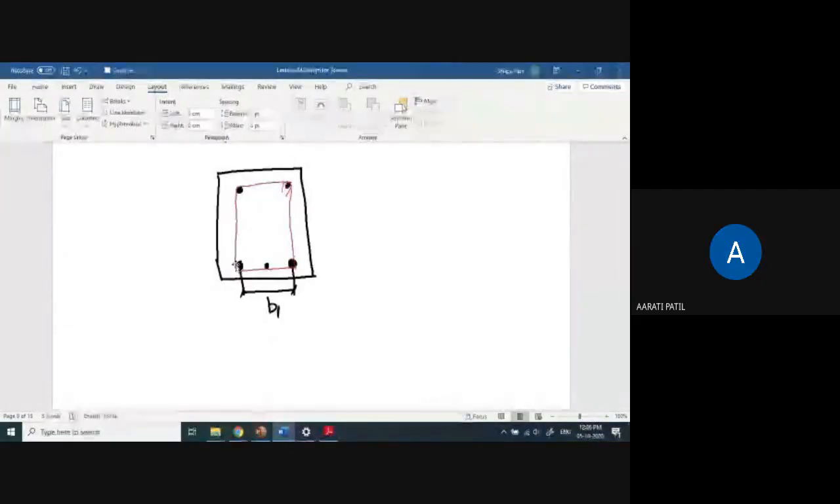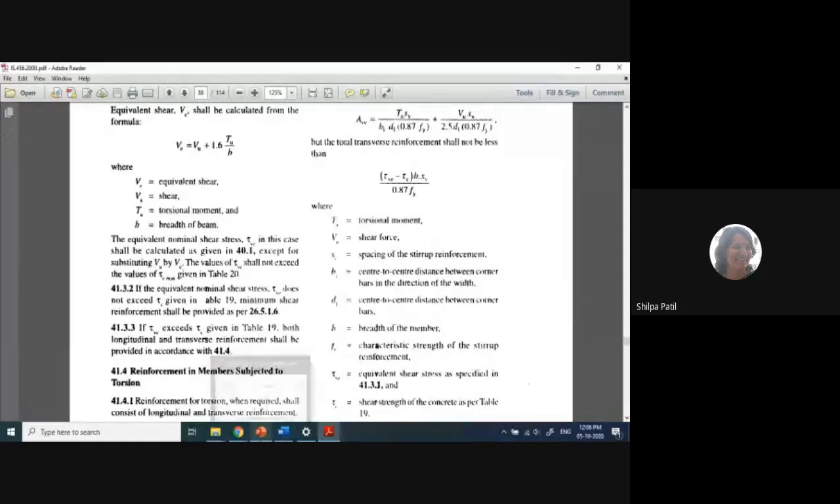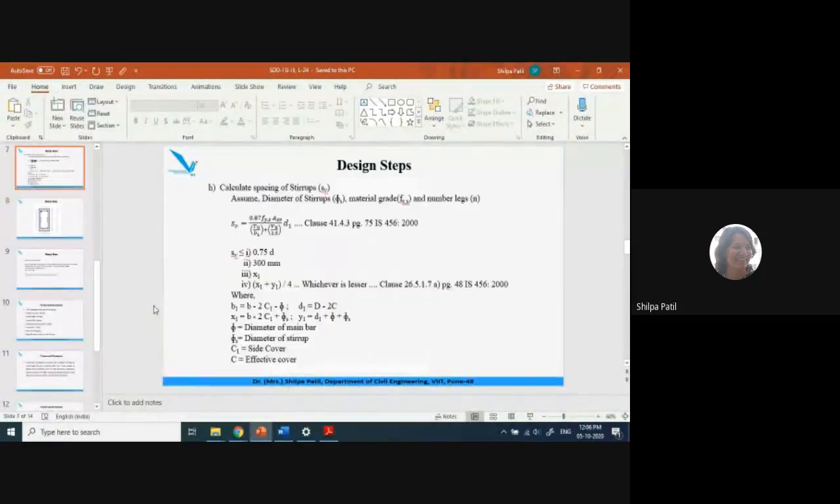Yes, ma'am. So B minus, the side cover is on both the sides, so 30 from this side and 30 from this side. So B minus 2C1 minus half of this bar diameter and half of this bar diameter. So in short, it will be 5 by 2 plus 5 by 2. So it simplifies, and I think I have written the same formula in the presentation. See here, B1 is B minus 2C1 minus 5.